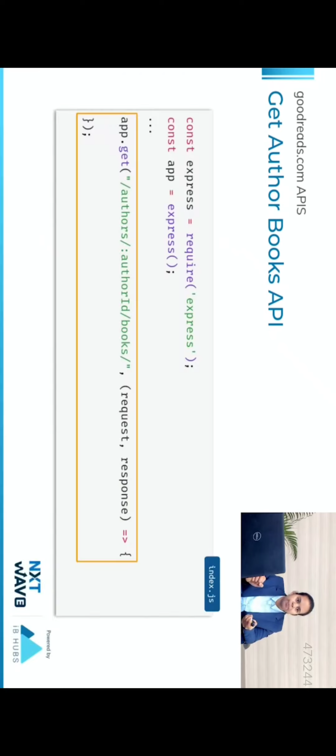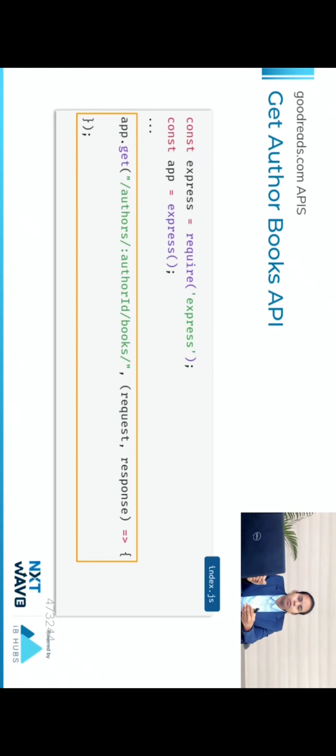Coming to the request, we want to fetch the details, so the method is GET. Coming to the URL, /authors/:authorId. We need to specify the author ID, so we have that path parameter. We want to get the books related to that author, so /books. So that is the path: /authors/:authorId/books.